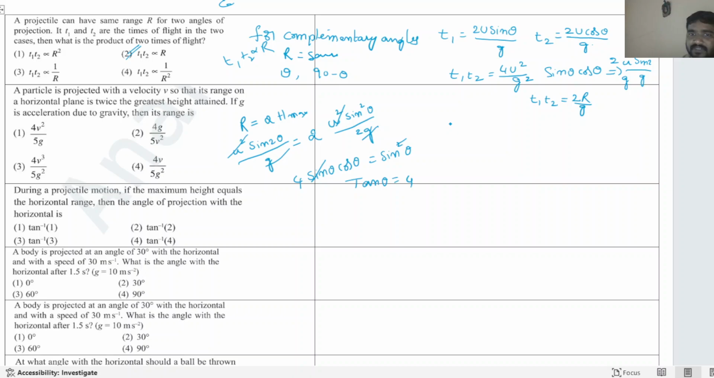Now you get the range. So tan theta equals 4, draw a diagram. Taking the base, it is theta, for tan it is opposite divided by adjacent. Then the hypotenuse is under root of 16 plus 1, 17. Now look at the range formula. Range is u square sine square theta divided by 2g. The particle is projected with velocity v, therefore u square. From this, sine theta is 4 divided by under root 17.